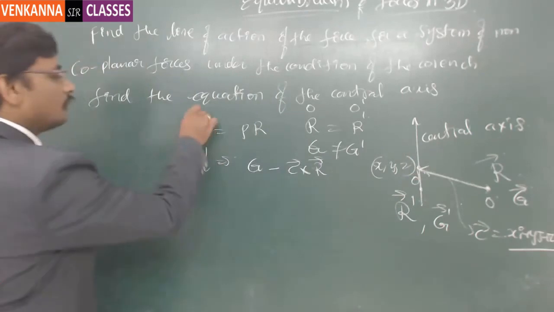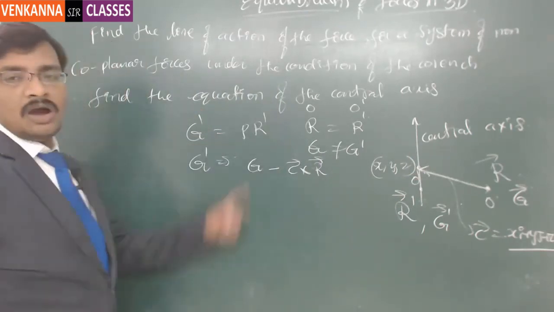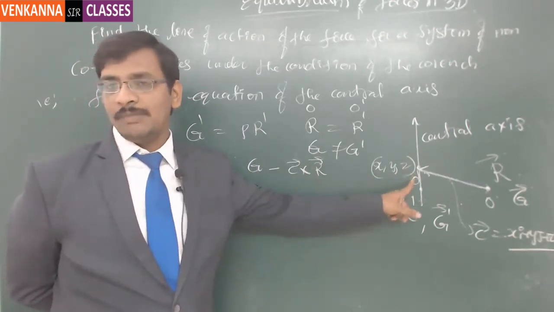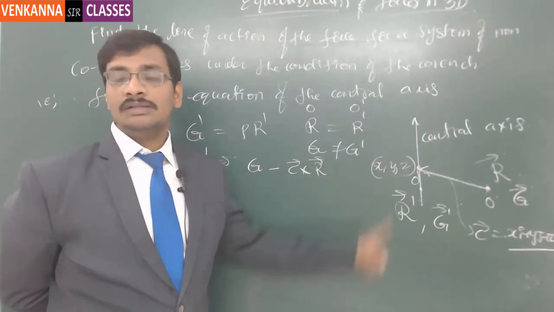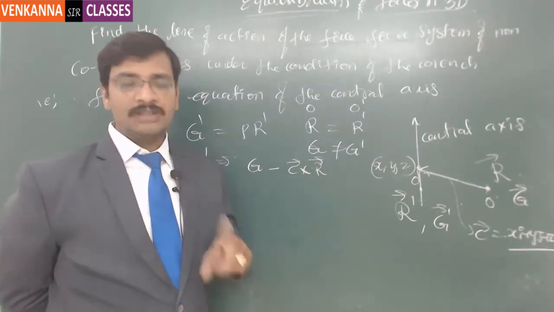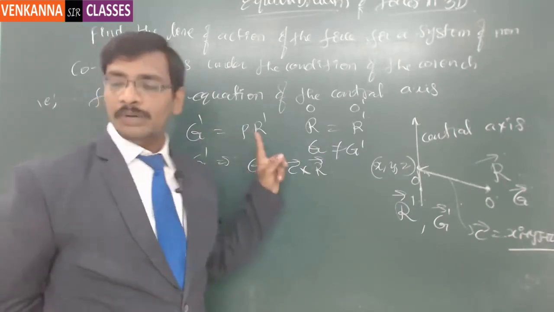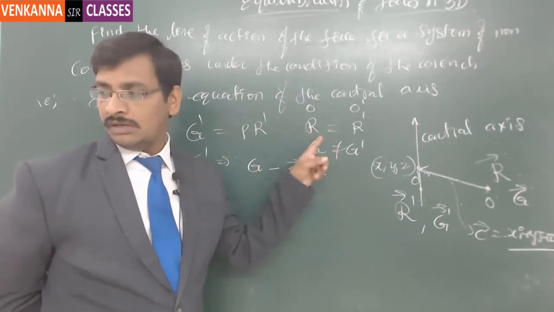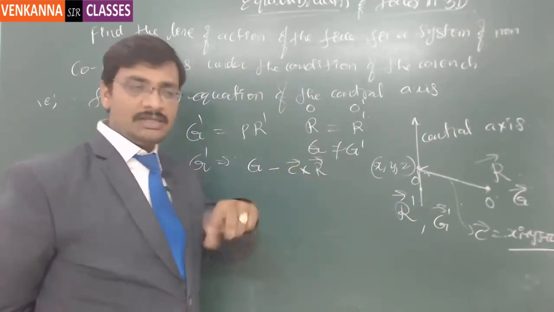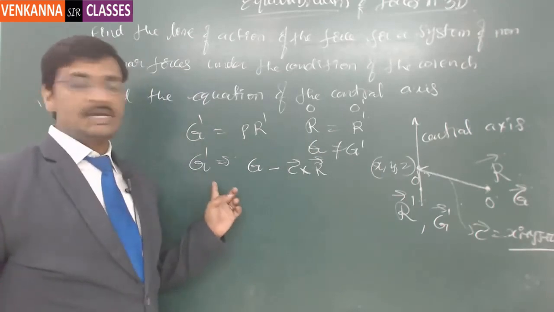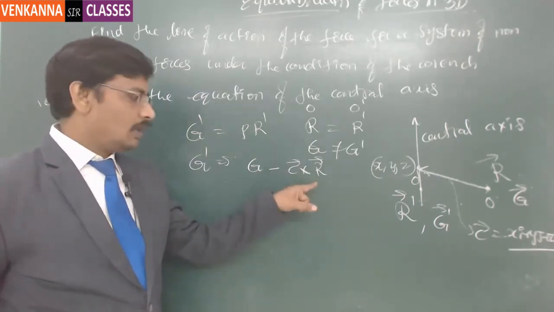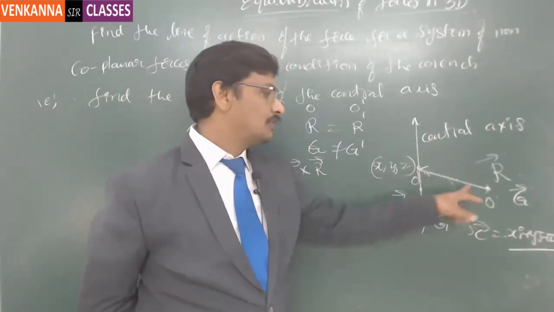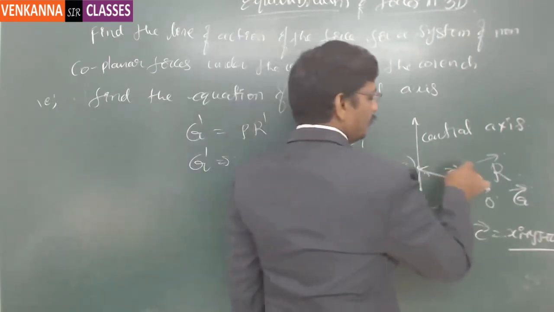So under the scenario of wrench, G dash is equal to P times R dash. Got it? So when we take this as the base point, we definitely know that this is going to result into a wrench. For the wrench case, G dash is always equal to P times R dash. And this R dash value and R value is known, which is equal. But G and G dash are not equal, and there is a relation that exists between these two. G dash is equal to G minus C cross R, where C is equal to xi plus yj plus zk, which is nothing but this position vector C.